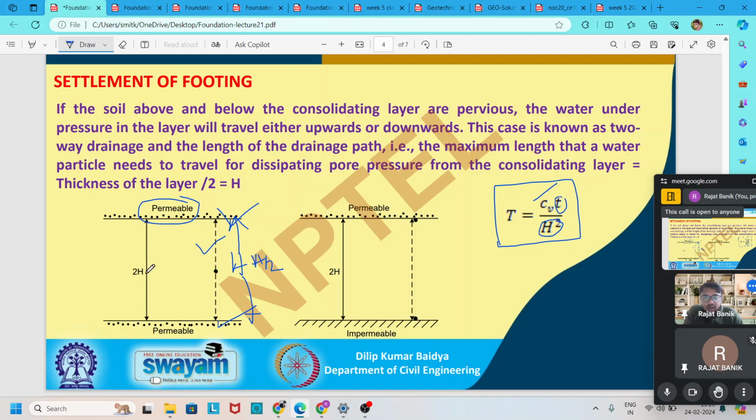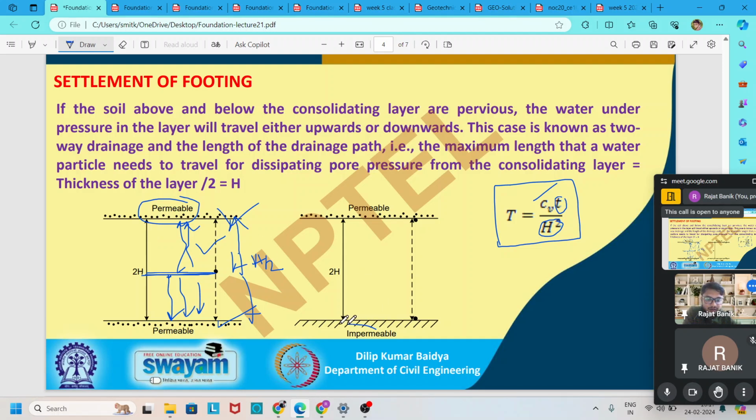It is because the drainage path is the maximum travel path of a water particle. So if both sides are permeable, the water is dissipated either in this direction or in this direction. So the maximum travel path of a water particle becomes H by 2, or half of the thickness of the layer.